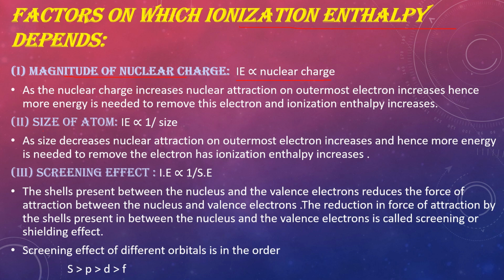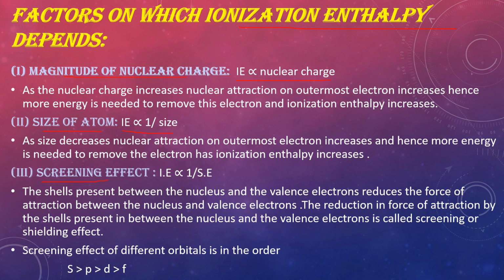Now the next is size of the atom. You know that more the size of the atom, by less force the electron of the outermost shell is bound with the nucleus, so less energy will be required to remove this electron. That means ionization enthalpy is inversely proportional to the size of the atom. More the size, less will be the ionization enthalpy. Less the size of the atom, more will be the ionization enthalpy.